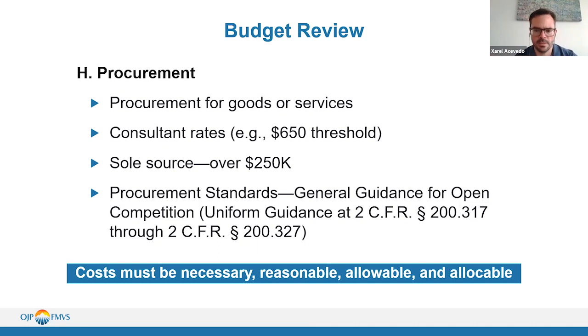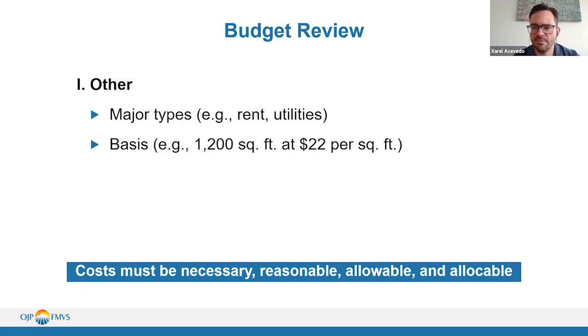If you do need additional information, you can always refer to the procurement standards in the general guidance for open competition, which is at 2 CFR section 200.317 through .327. All right, and then we have the other category.